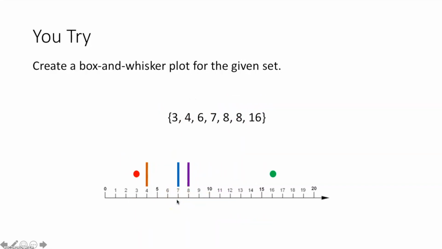So all we have to do is connect the dots. So our whiskers, we connect the minimum to our first quartile, we connect the maximum to our third quartile. Then our box, we just connect the tops and bottoms of our first and third quartiles, and you have successfully created a box and whisker plot.